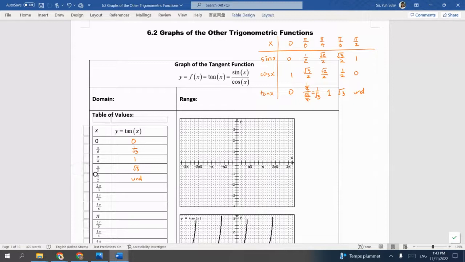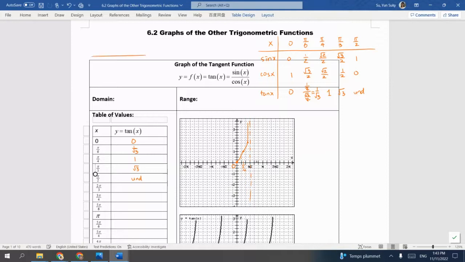And then when you plot those, 0, 0 is here. 1 over root 3, kind of there, okay? And at pi over 4 is at 1. And then root 3, 1.7, something like that. And pi over 2, undefined. Undefined, you can draw a vertical line. This is a vertical asymptote.